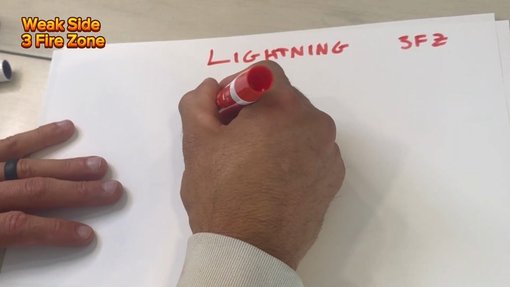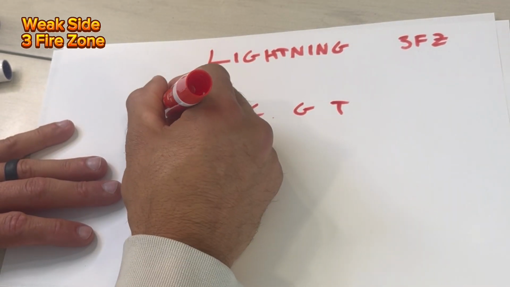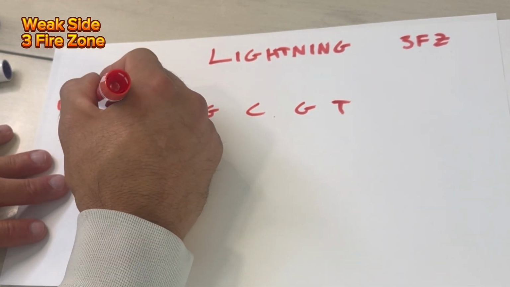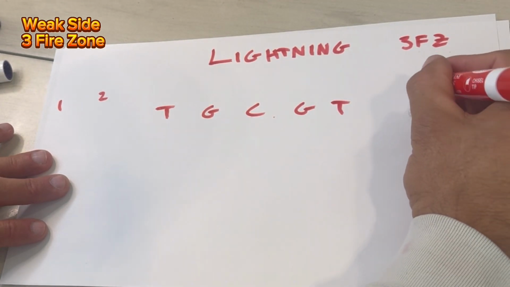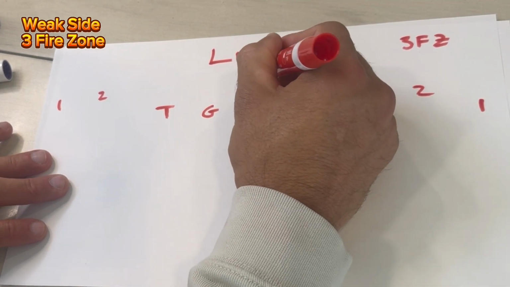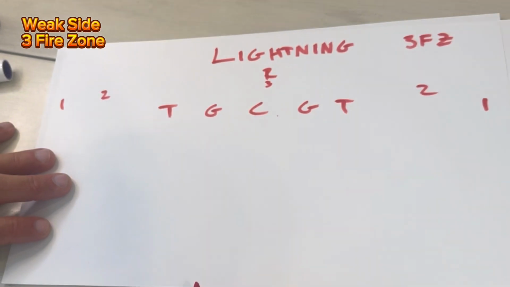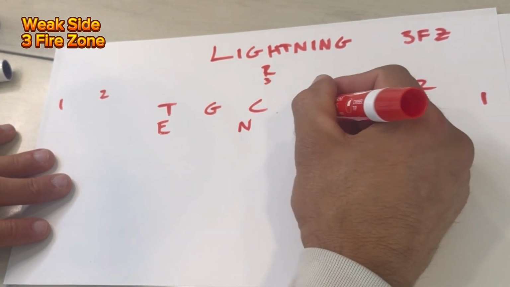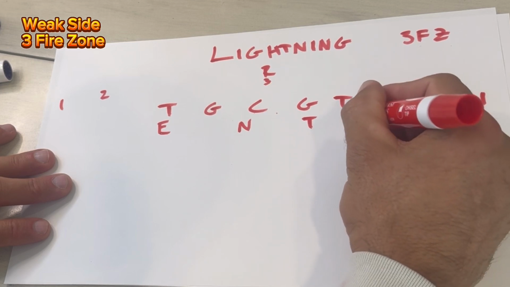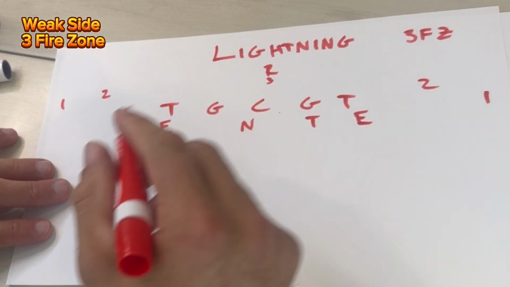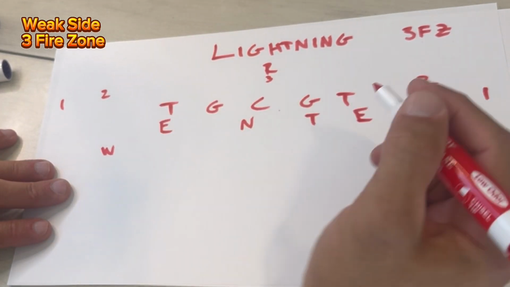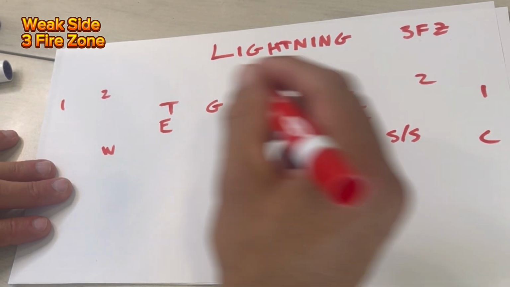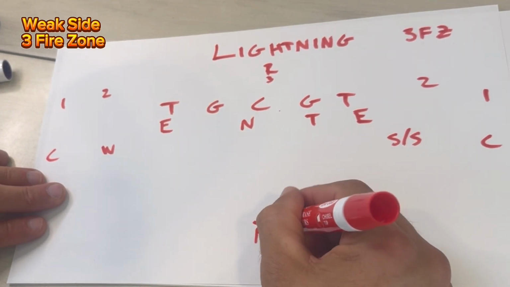Center, guard, guard, tackle, tackle. We got 1 receiver. 1, 2, 2, 1. Running back here is 3. All right, so we're going to line this up strong right again. End, nose, tackle, end. All right, now, in Lightning, our will is coming. So we got our will out here, walked out, just like if we were playing cover 3, so it all looks the same. Strong safety here, corner here, free safety here.